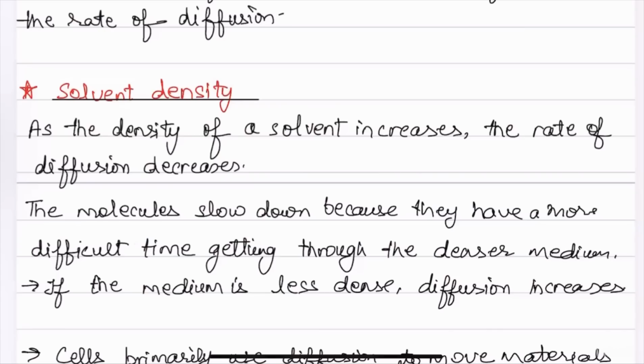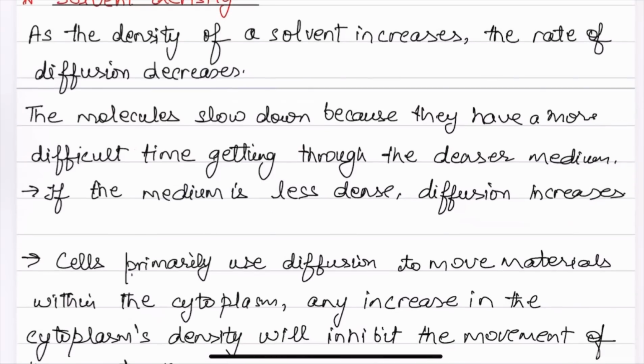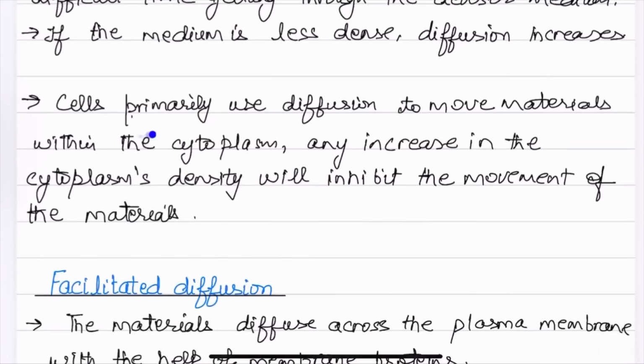Solvent density. As the density of a solvent increases, the rate of diffusion decreases and the molecules slow down because they have a more difficult time getting through the denser medium. If the medium is less dense, diffusion increases, and cells primarily use diffusion to move materials within the cytoplasm. Any increase in the cytoplasm's density will inhibit the movement of the material.